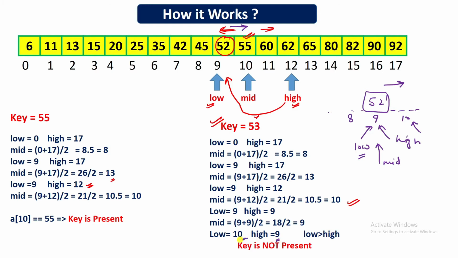Now here we have got a situation. What is the situation? Now low has become greater than high, right? So when this condition is reached, that means your key is not present, right? Basically you should terminate your binary search here. Okay, and it will just say key is not present. Okay, so I hope you have understood how this binary search algo is working. Okay, now let's see the algorithm for this binary search.